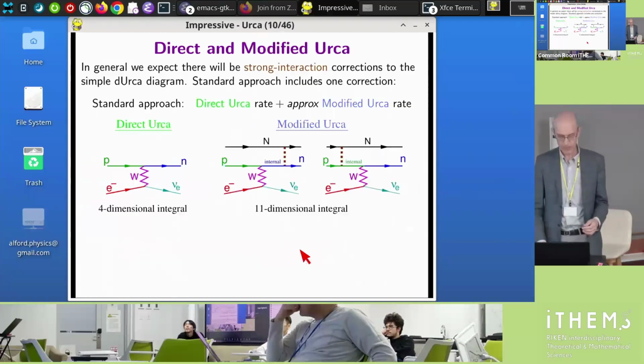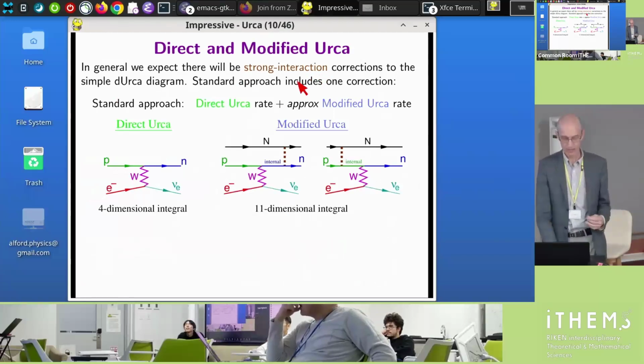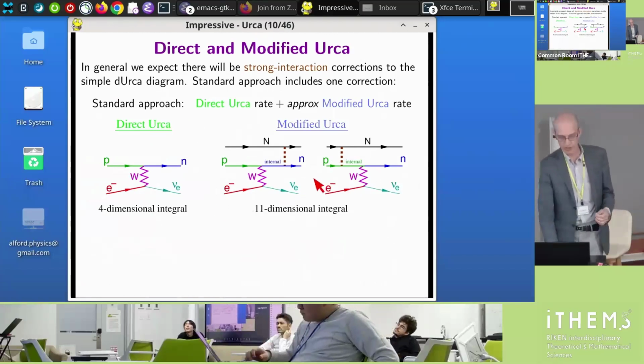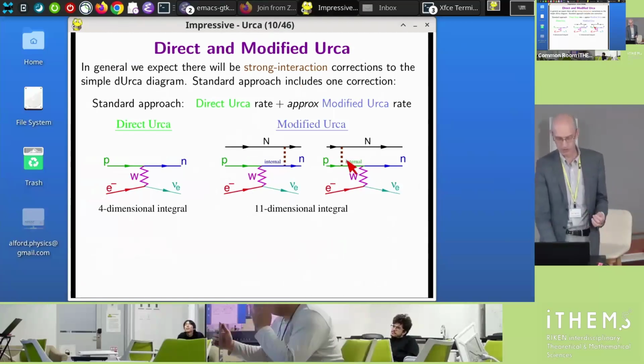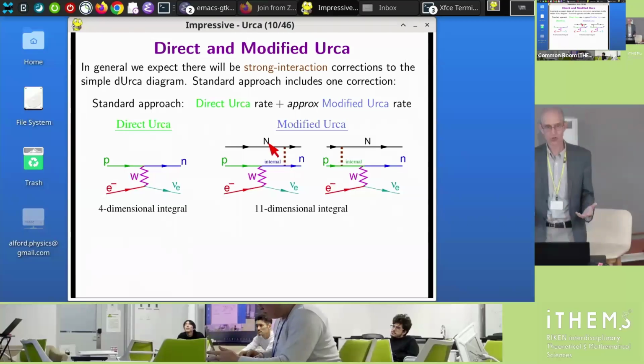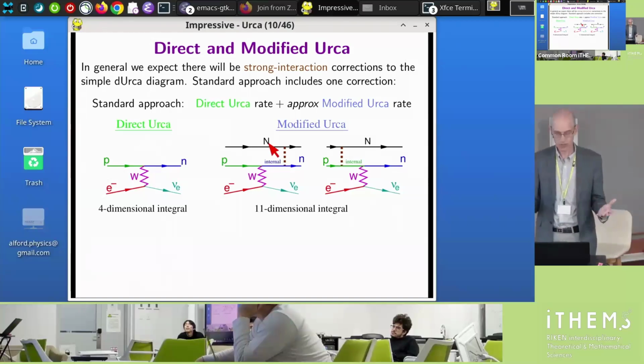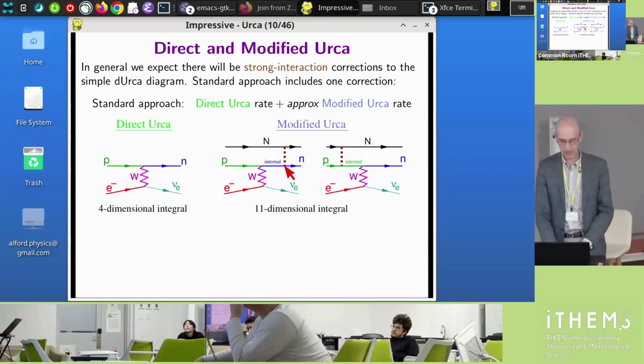Okay, now what's next? Well, we expect strong interaction corrections, right? And the simplest standard approach is to include one correction called modified Urca. So here's direct Urca that we just did, this 4-dimensional integral. Here's modified Urca. Now, what's modified Urca? It's direct Urca, but where either the outgoing or the incoming neutron or proton has a collision with one of the spectator nucleons, neutrons or protons, that are just sitting around otherwise doing nothing, watching. But in modified Urca, there's a strong interaction between one of the participating nucleons and a spectator nucleon.